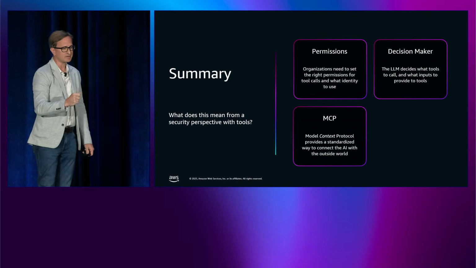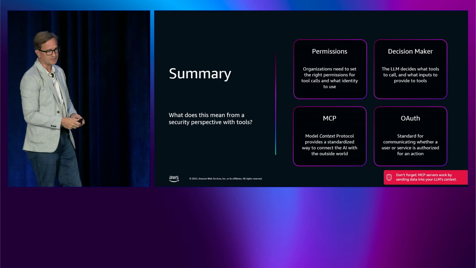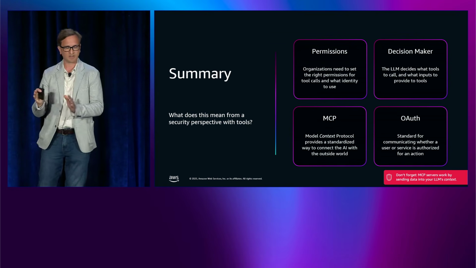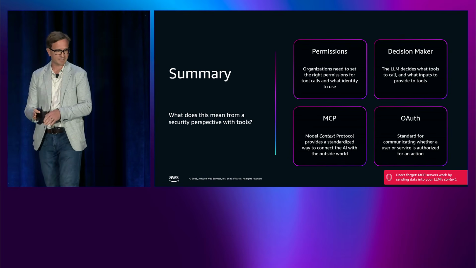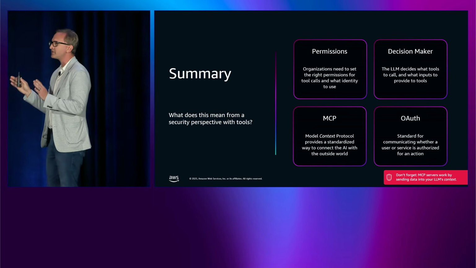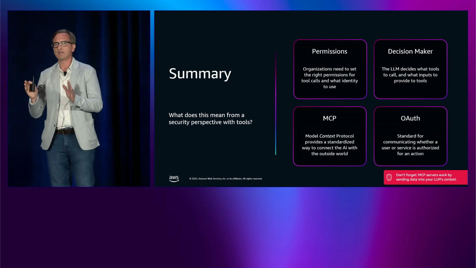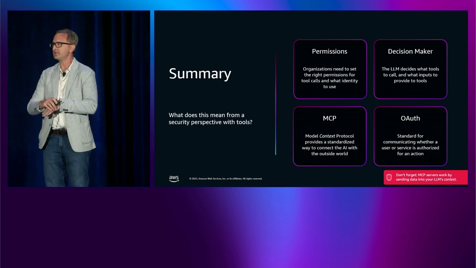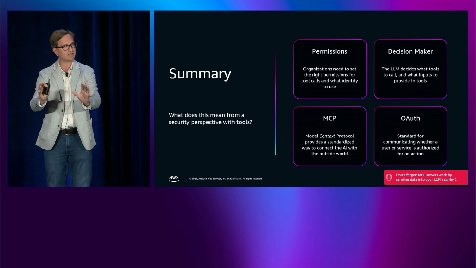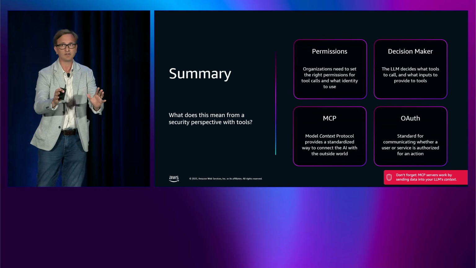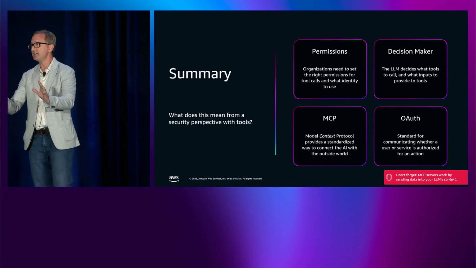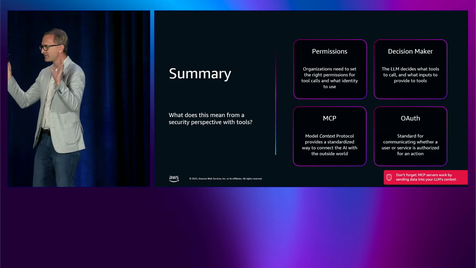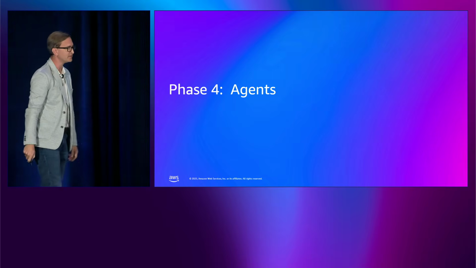MCP provides a standard way to connect the AI with the outside world. And finally, OAuth is your standard for communicating whether a user or service is authorized for an action. And again, don't forget that this all comes down to putting things into a context window for the LLM. Everything just gets pushed into that large context window for the large language model. And where is the authorization inside the LLM? It's not there, right? Very important to keep in mind.